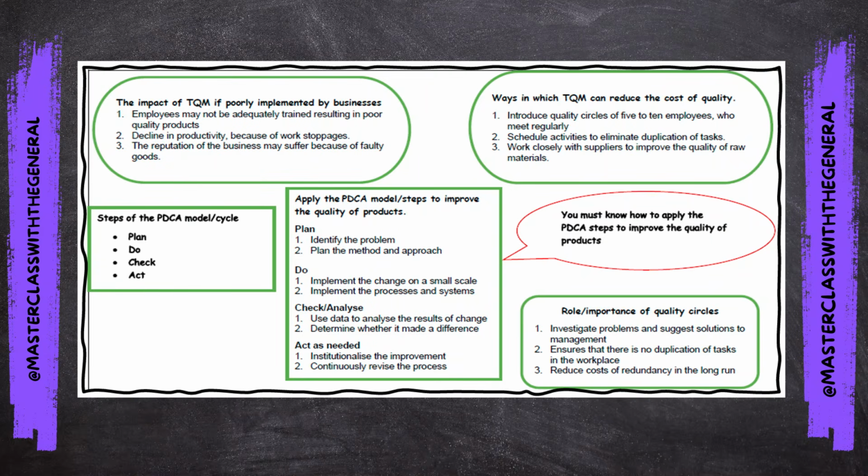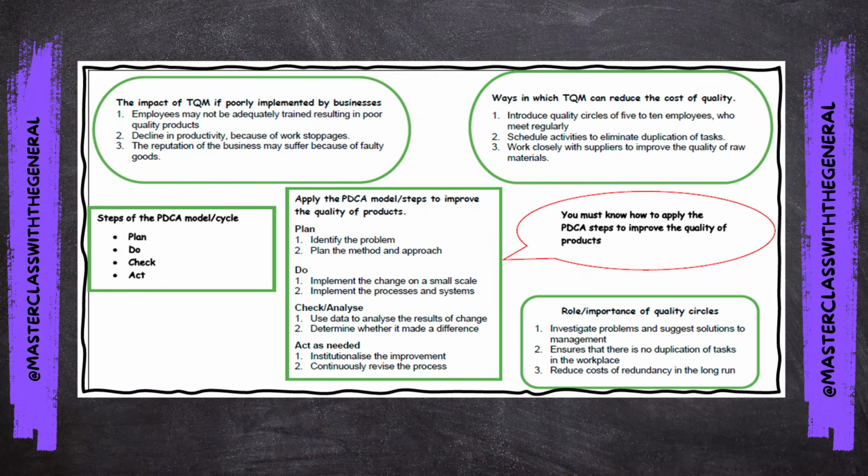When we're acting as needed, we institutionalize the improvement and we continuously revise the process. So what are we doing? We are now institutionalizing and making it a part of the institution, a part of the way we do things in the business. We are now implementing the change on a wider scale. This is now acting according to what we discovered when we analyzed.